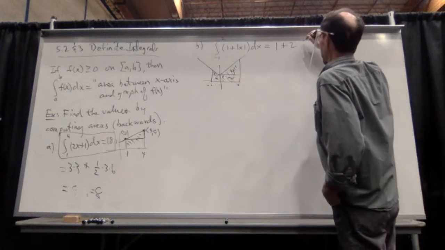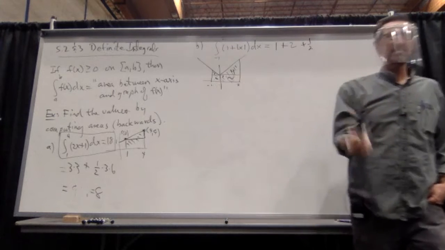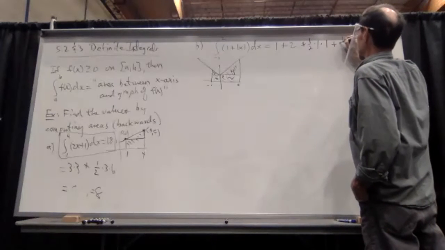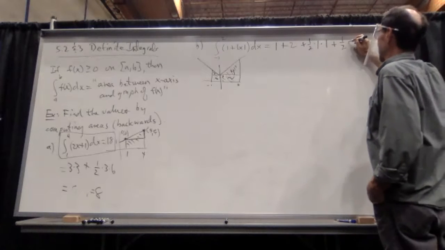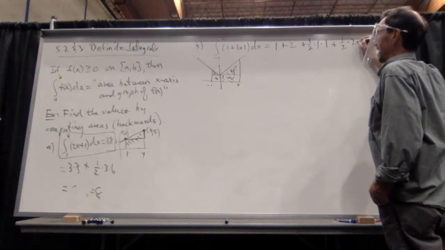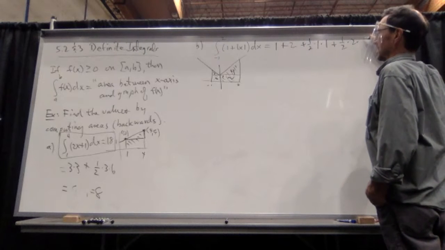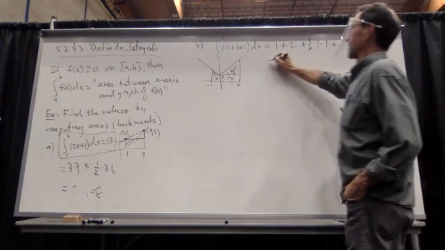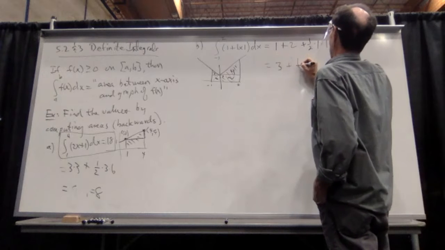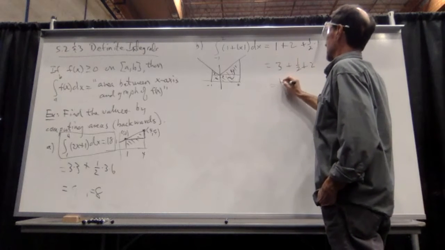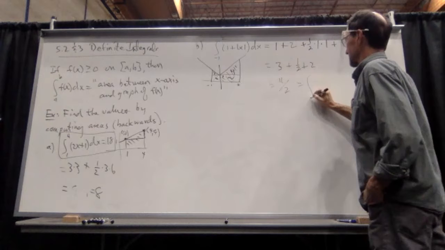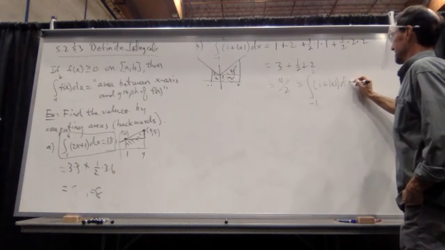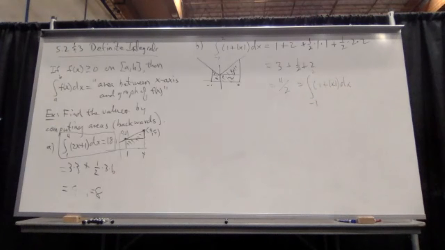All right, region 3, it's a triangle. How long is the base? 1. How tall is that triangle? Also 1. And then we have another triangle, the 4th region. 1/2 times the base is, and the height is 2, isn't it? So 3 plus 1/2 plus 2. So the integral from -1 to 2 of 1 plus the absolute value of x is 11/2, the value of the integral.